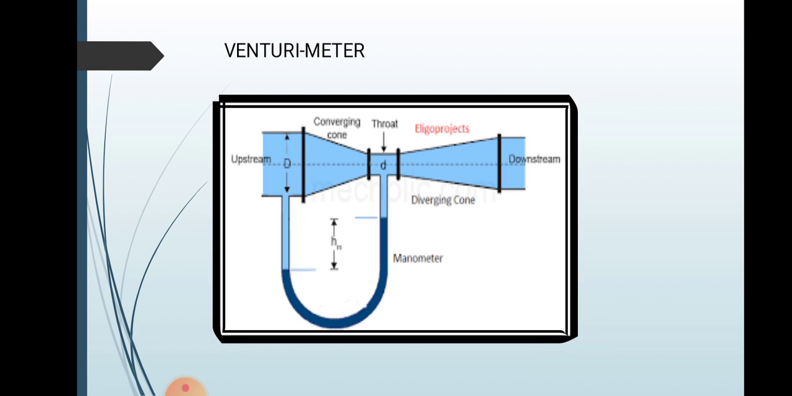Third is our diverging cone. When water flows through this cone, the area is increasing, as you see in this figure. Therefore the speed of the flowing water is decreasing and the pressure is also decreasing. Ultimately we measure the pressure difference with the help of the manometer.